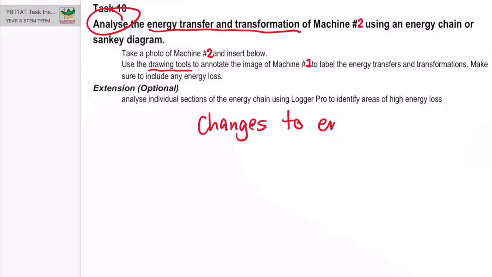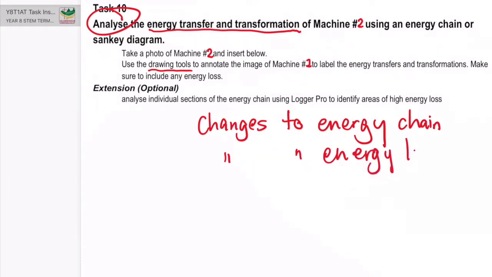And the other thing is you need to make sure that if there's any change to the energy loss, so we're thinking things like if you've improved where it was losing an awful lot of energy because of sound, if you've reduced that down, make sure you show that in your energy chains as you draw them up. How well you add in these changes and how well you identify how what you did affected the energy chain really helps with your marks.